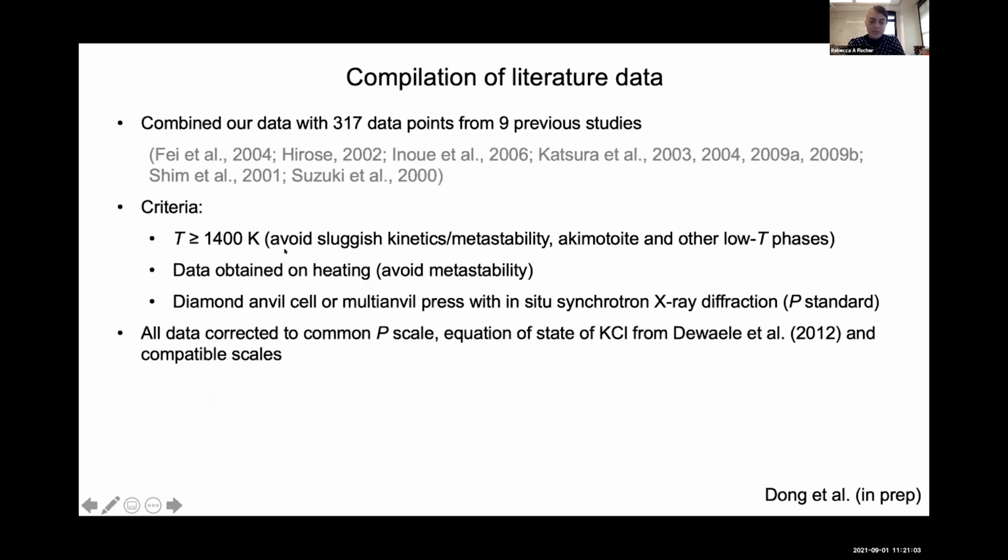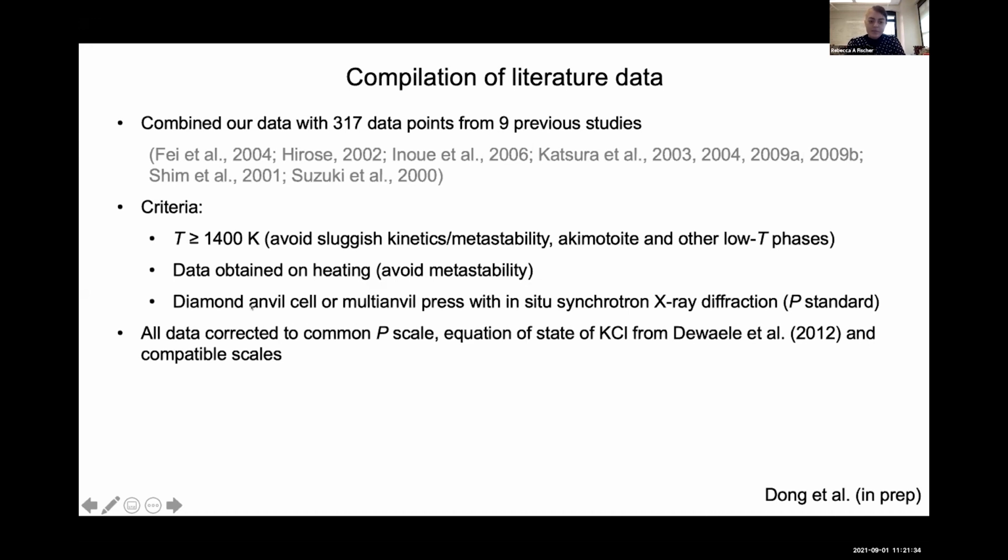This was partly to avoid the even more sluggish kinetics and metastability problems that happen at lower temperatures, but also because you have akimotoite and other low temperature phases coming in at some of these lower temperatures that are going to affect the phase boundary, and they can be very difficult to detect due to their narrow stability field. So we wanted to just avoid those. We also only use data obtained on heating, again, to avoid this problem of metastability. We could look for the first appearance of a new phase.